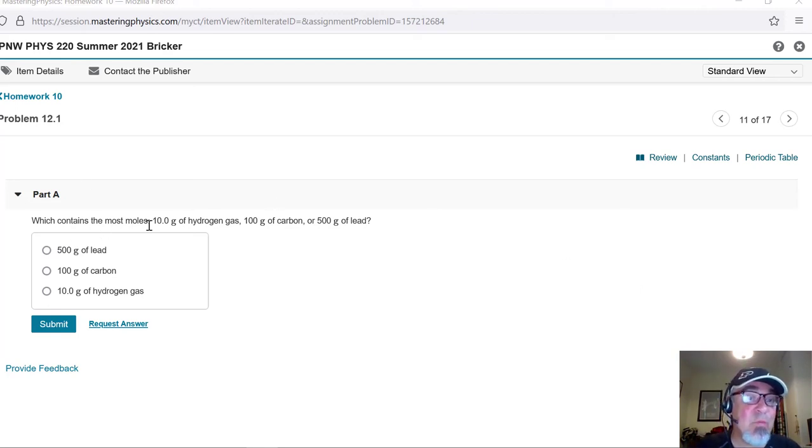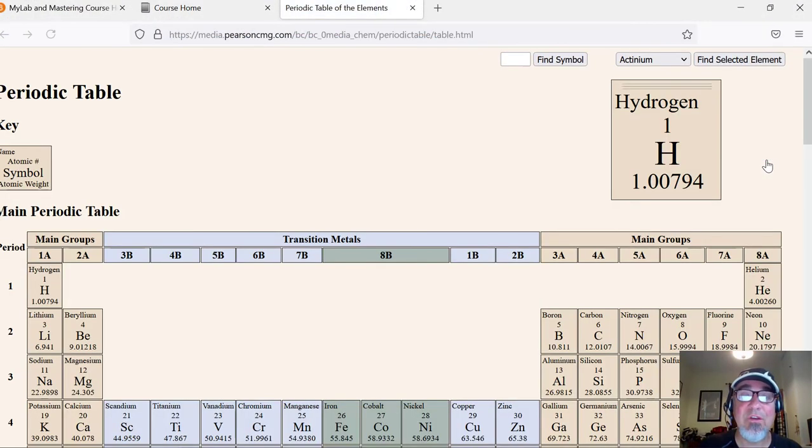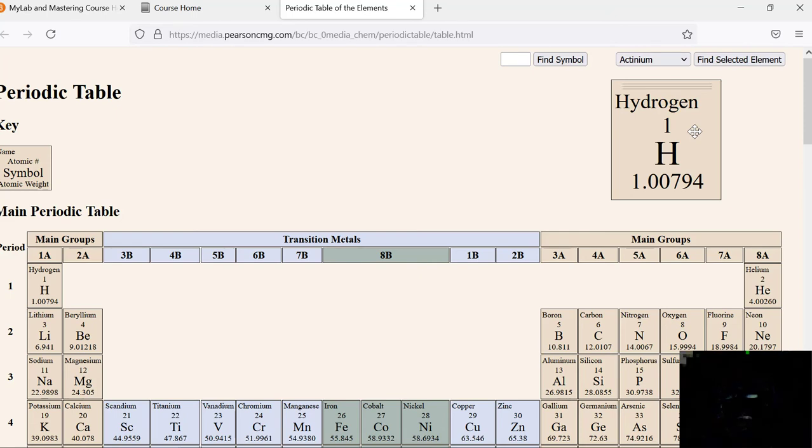Which contains the most moles? 10 grams of H2 gas, 100 grams of carbon, or 500 grams of lead? And what might be helpful is this periodic table. We're going to need to know the molecular mass of each of these, so the periodic table will help us. So I just clicked on that. Now we're assuming that it's hydrogen gas, so the 1 here means that there's 1 gram per mole, but it's H2 gas, so we have 2 grams per mole.